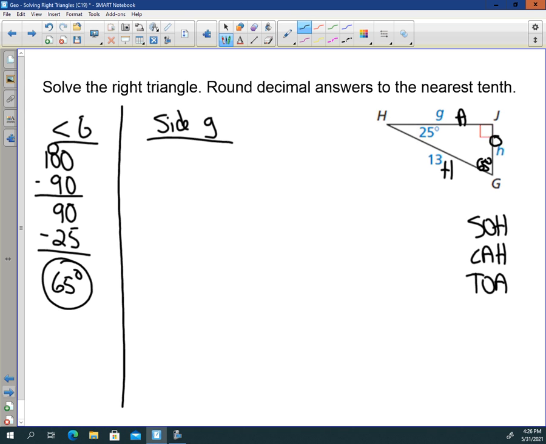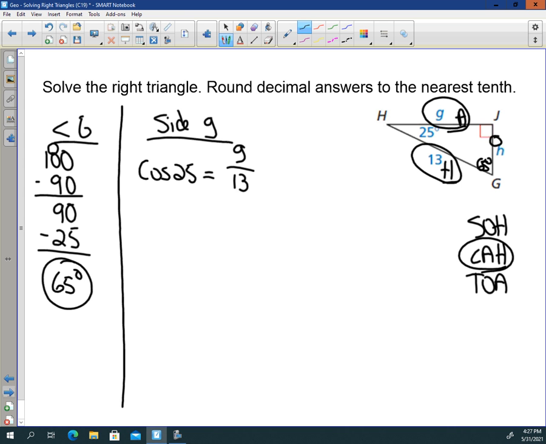So I want this side here, and I have this side there, the adjacent and the hypotenuse, so I'm going to use the cosine. So that means the cosine of the angle, the cos of 25, that's the angle that I've set everything else up from, is the adjacent G over the hypotenuse of 13.